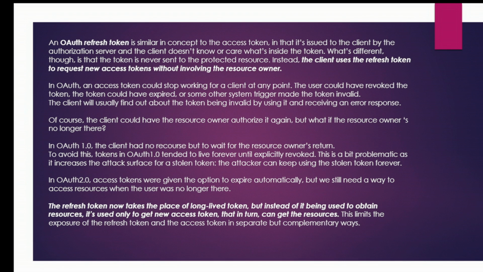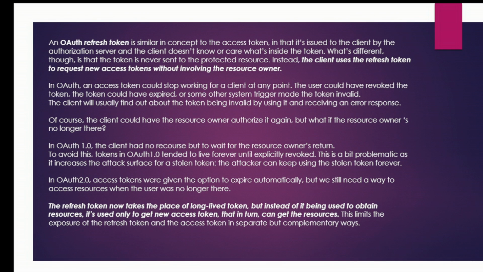In OAuth, an access token could stop working for a client at any point. The user could have revoked the token, the token could have expired, or some other system trigger made the token invalid. The client will usually find out about the token being invalid by using it and receiving an error response, right? Then only we can see that our token looks expired, and that's why we are getting an error response. Of course, the client could have the resource owner authorize it again. But what if the resource owner is no longer there?